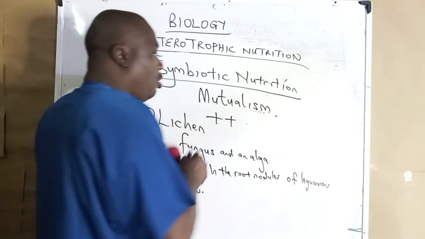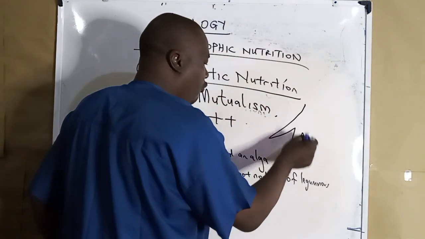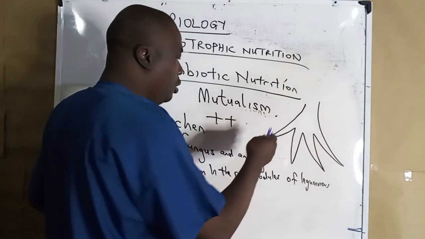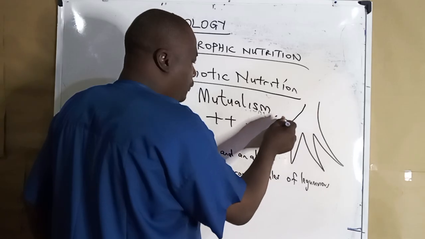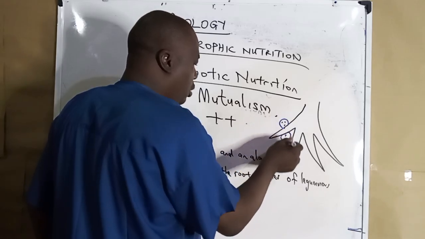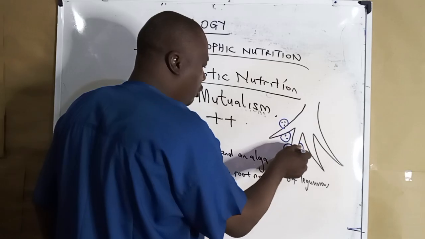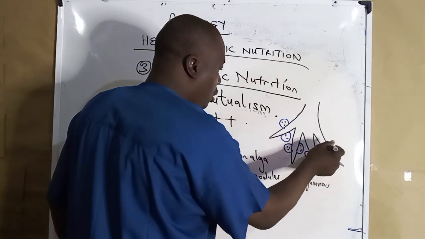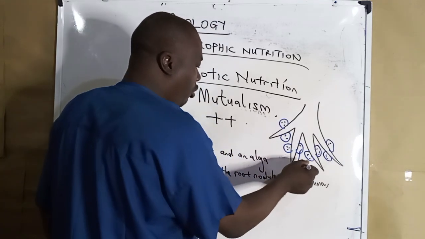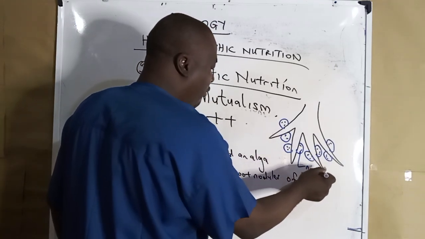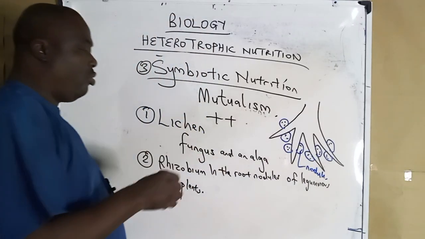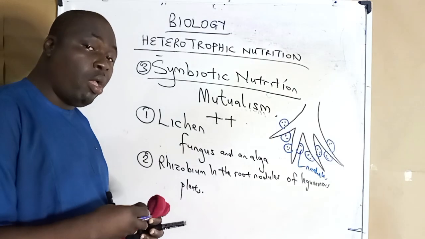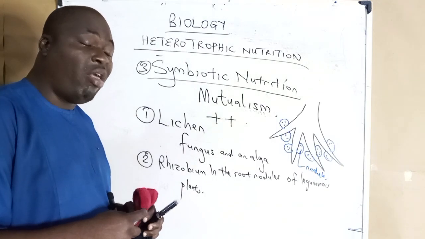If I draw a sketch of the roots for you, this is the root. These are the root nodules. We call this one nodules. So the bacteria inhabit these nodules and they help the legumes. The legumes can't get nitrogen from the soil naturally. It's the function of the bacteria to help them fix nitrogen symbiotically.